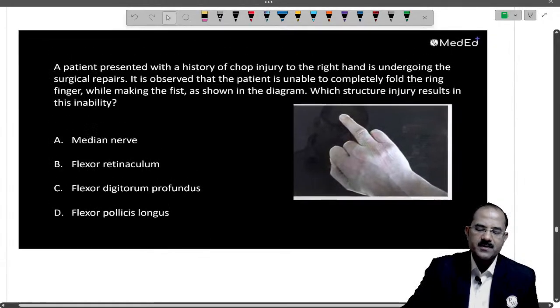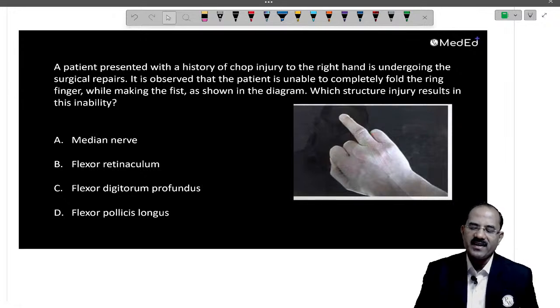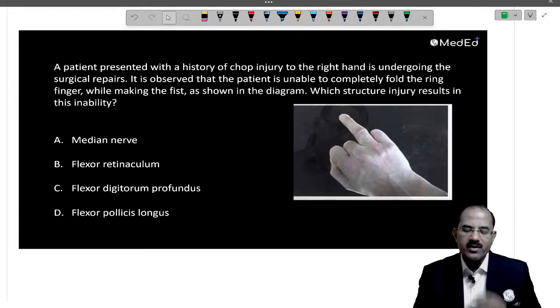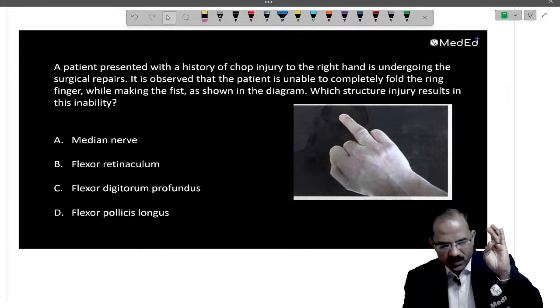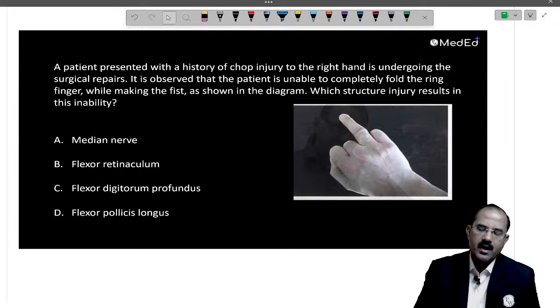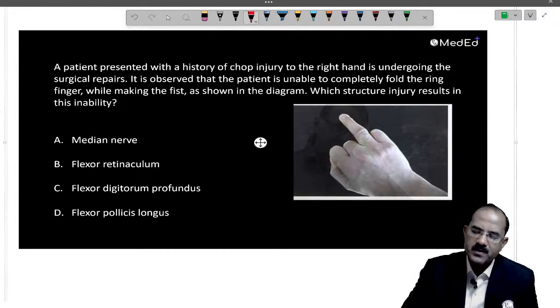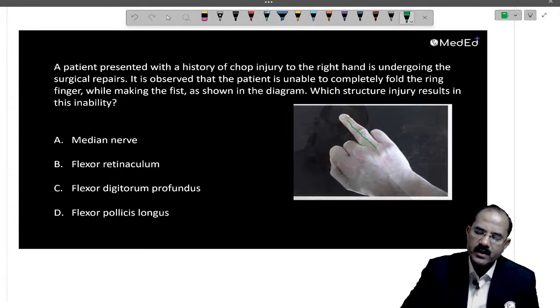Okay, bachcho, answer this. A patient presented with a history of chop injury to the right hand and is undergoing surgical repairs. It is observed that the patient is unable to completely fold the ring finger while making a fist. Which structure injury results in this inability? What are the two tendons which go to the ring finger? The tendon which goes to the distal phalanx is the flexor digitorum profundus, and the tendon inserted on the middle phalanx is the flexor digitorum superficialis.